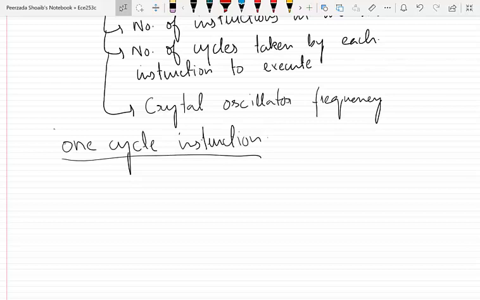What exactly is pipelining? Actually, the execution of an instruction can be broken into many steps, or simply it can be broken into two simple steps. The first step can be fetch, that we have to fetch the instruction from the memory inside the processor. The second step can be execution.